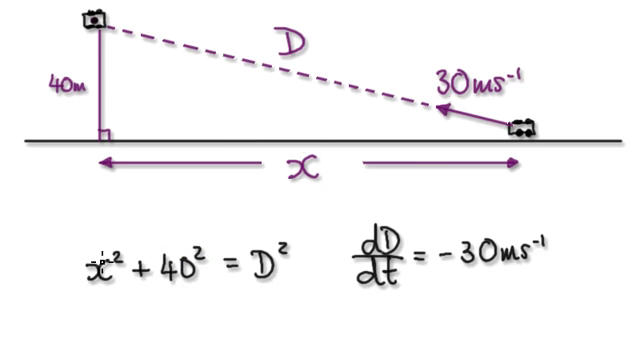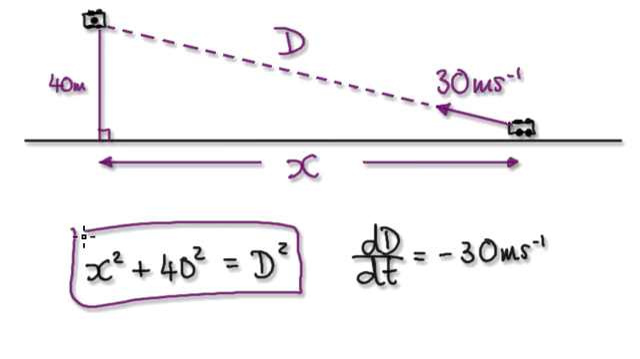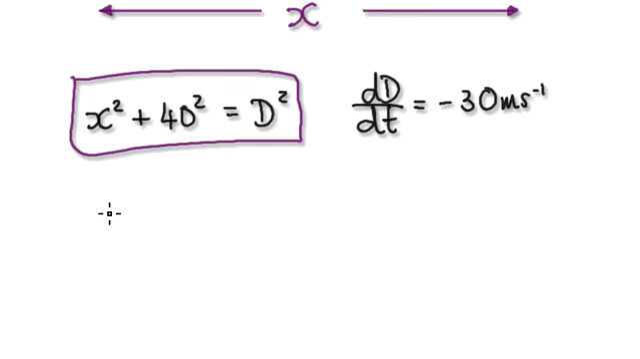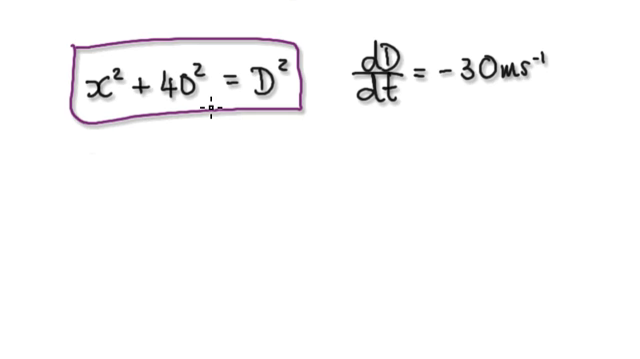Currently Pythagoras is the thing that ties everything together. Differentiate this, it will give you 2x. Well, I will continue in the next video.